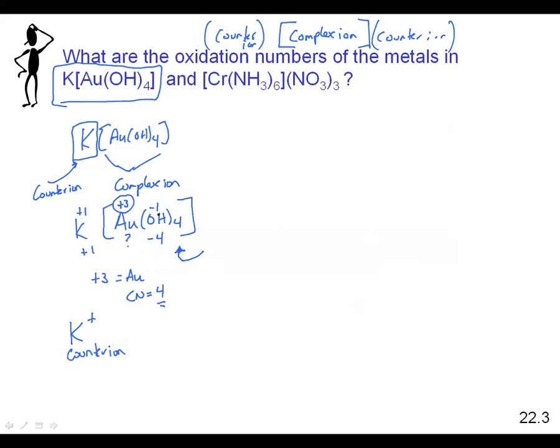We also, if we want to delve into this, our counter ion is +1. If we just take the complex ion part of it, we now know that the gold is +3. This is -1 times 4, which gives you -4. That means overall, the complex ion part here has an overall charge of -1.